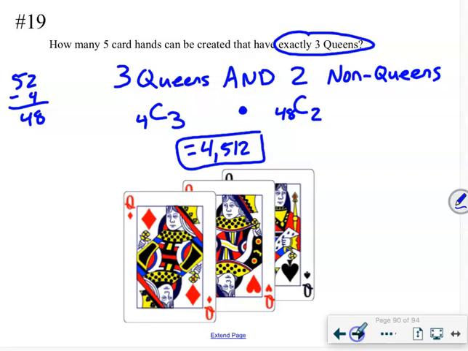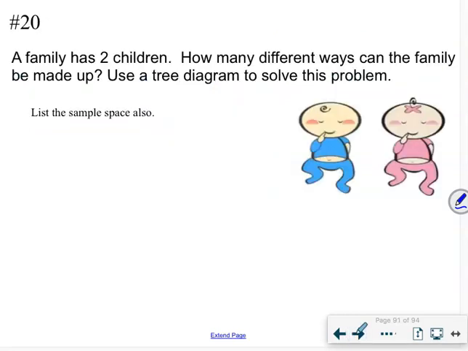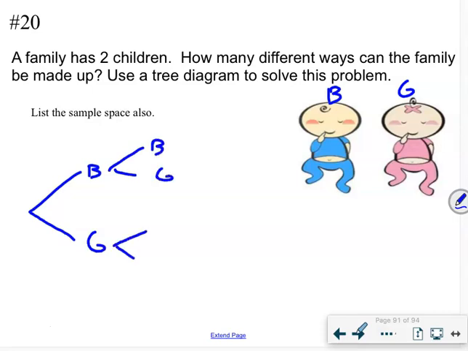Okay, last one. A family has 2 children. How many different ways can the family be made up as far as boy or girl? All right, so you can do this with a tree diagram since they want the sample space. We could do this just with some simple math, but they want us to make sure everything's listed out. So we could have a boy or girl for the first child. We could have a boy or girl for the second child. There's only 4 different ways this can happen. So the first answer would be 4 ways.